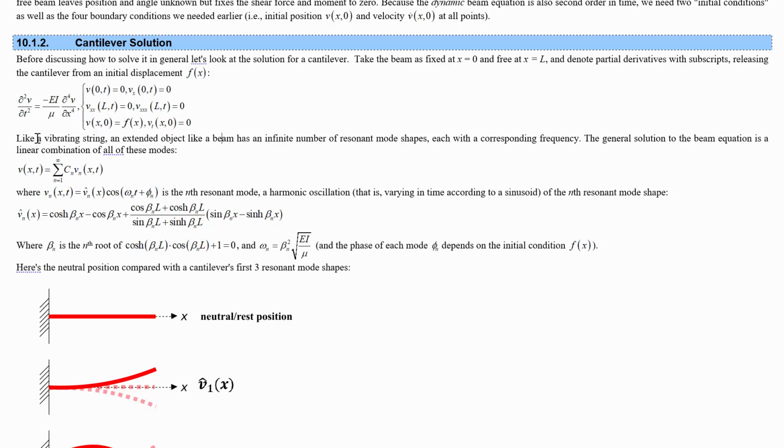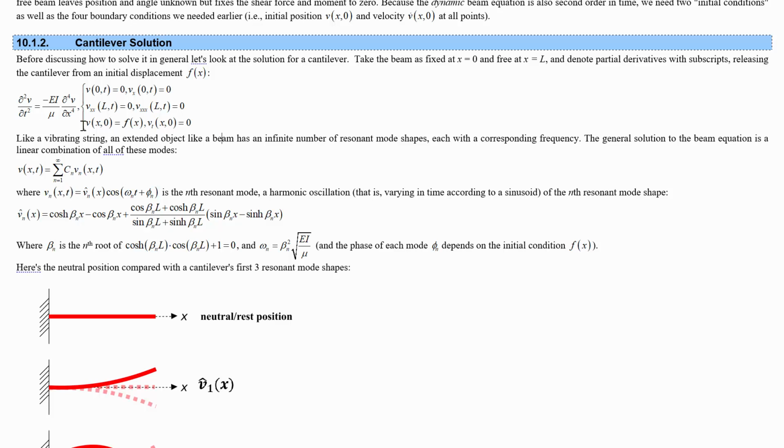So this has the solution in general, which is a linear combination of all of the resonant modes, Vn at x, t, given a subscript n there. Some linear combination of them, meaning we're just going to take all of them, multiply each one by its own constant, and then add them all up. And that is a linear combination.